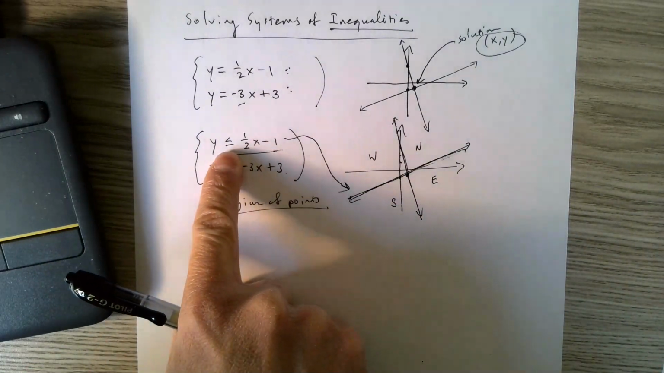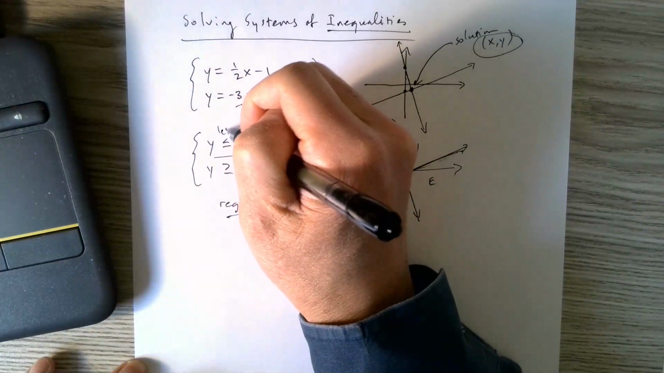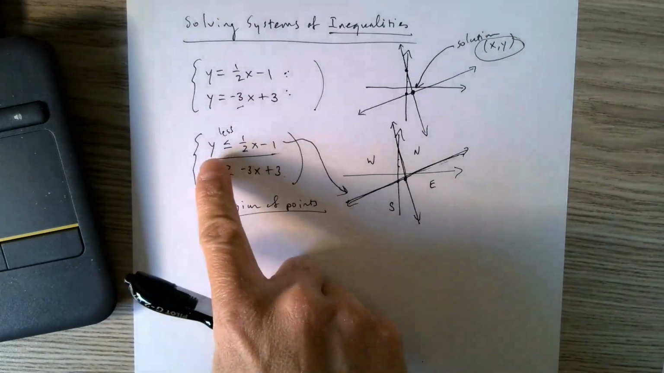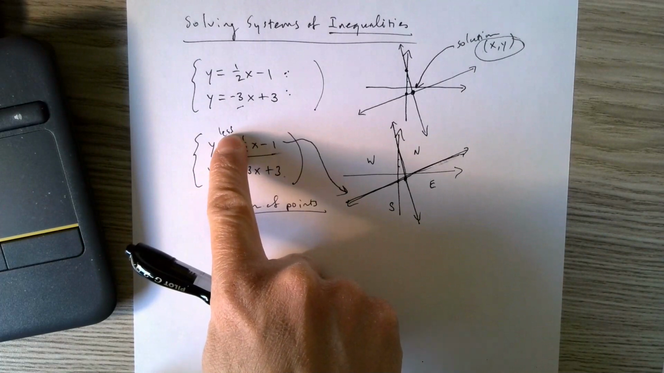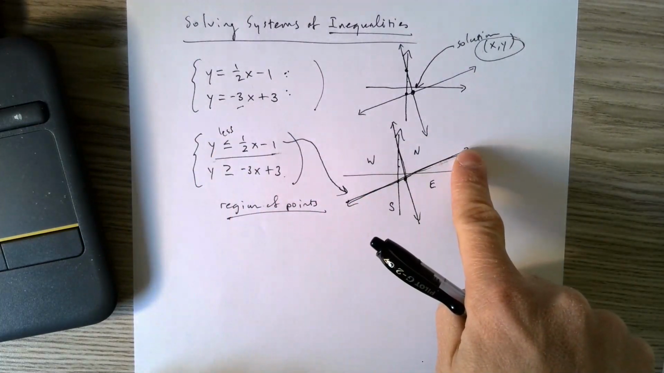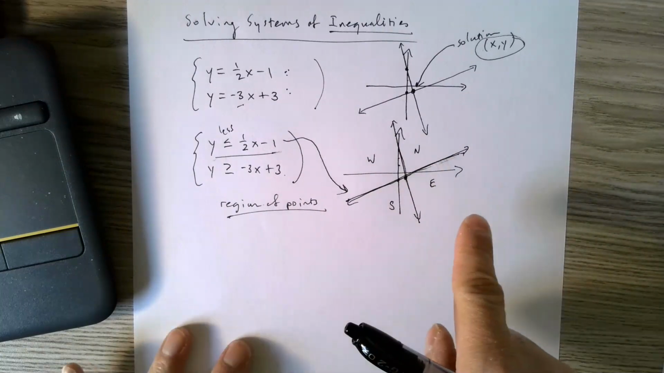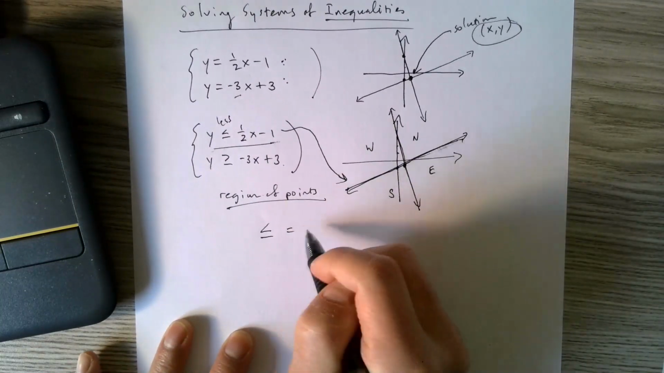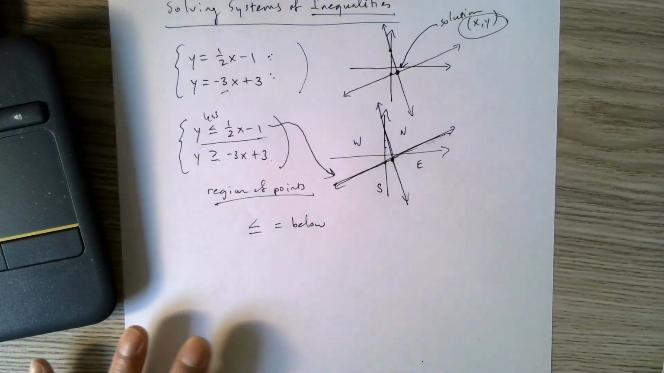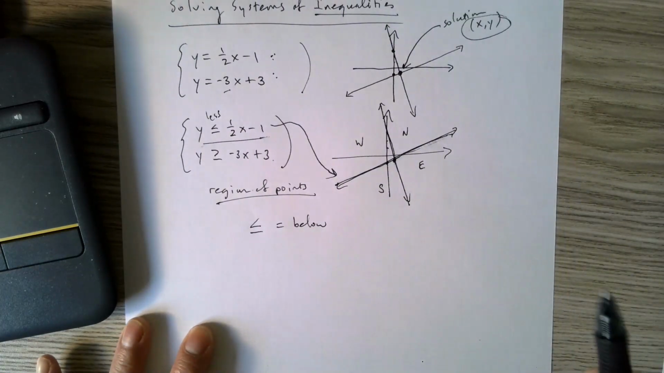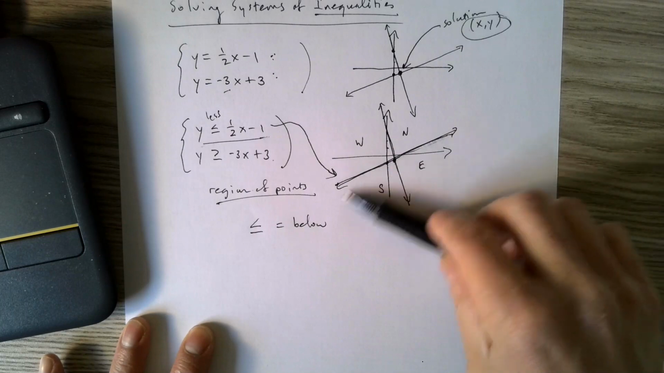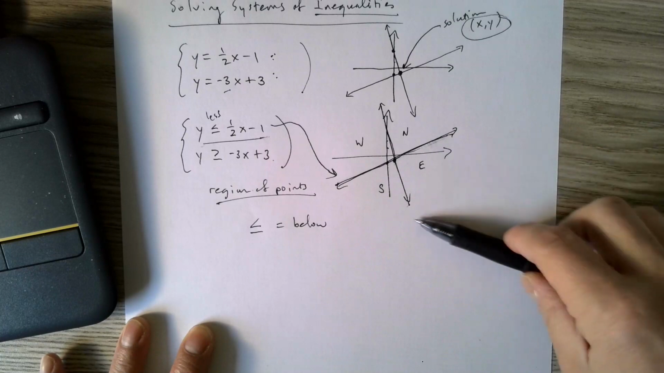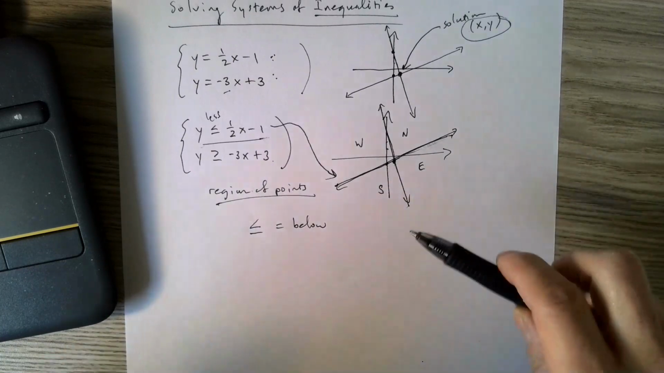Now I look at the inequality. It says less than or equal to. If y is less than or equal to this line, that means it's below. So if you see less than or equal to, that means below. Shade below. So imagine this whole region below this line shaded. Everything on the coordinate system shaded below. Okay, keep that in your mind.